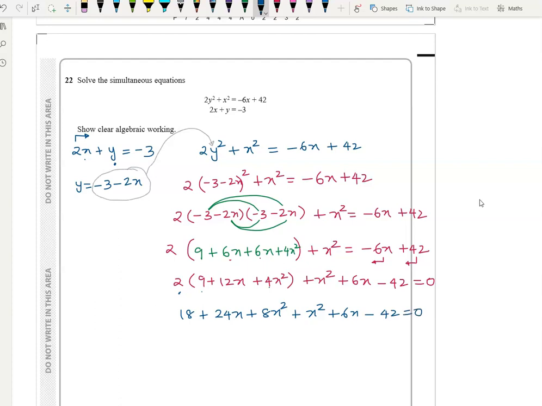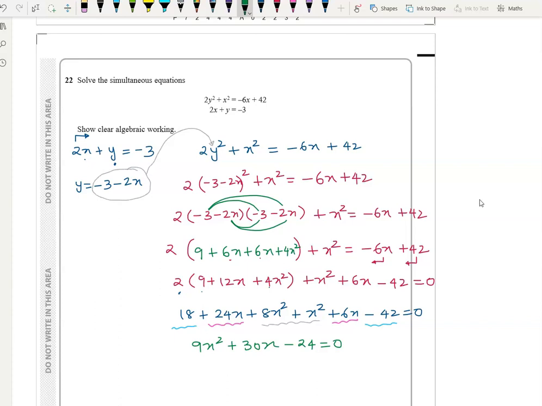Now we have some like terms that we need to combine. So we can combine 8x square plus x square, that will give me 9x square. We have 24x here and 6x here. So 24 plus 6 gives me plus 30x, and the constant 18 and minus 42. So 18 minus 42 will give me minus 24 equal to 0. Now we end up getting a quadratic equation type 2.